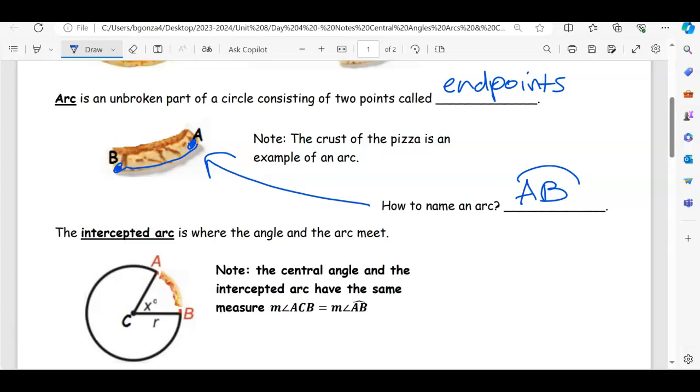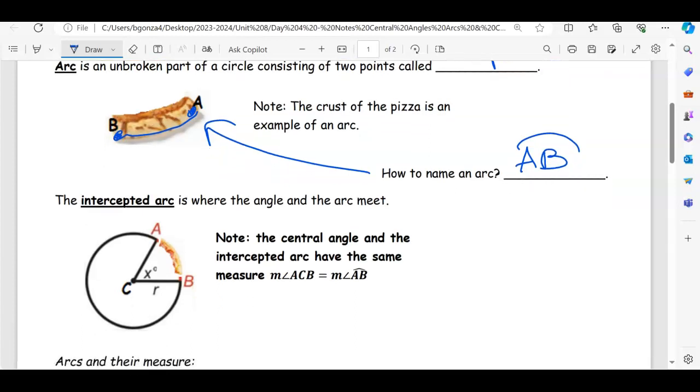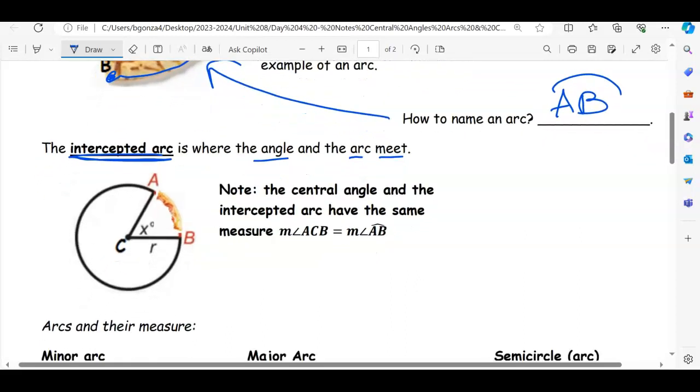Now, we have talked about this already, kind of like on our warm-up. If we have a central angle, okay, the intercepted arc is where the angle and the arc meet. Okay? This is the most important part of the note. So is everyone listening and looking? Okay. I want you to box this.